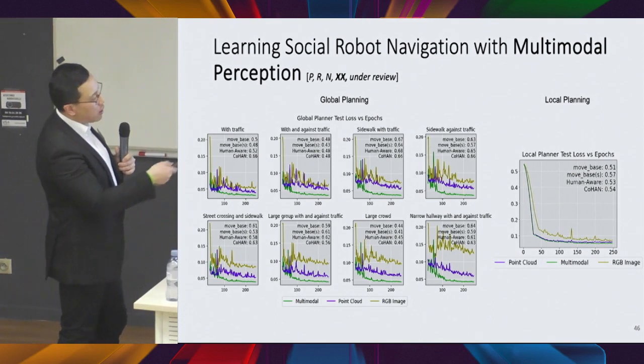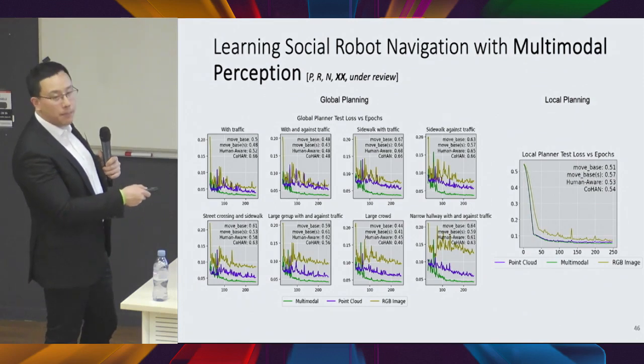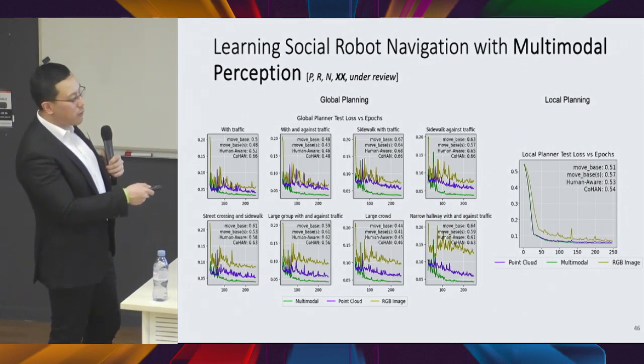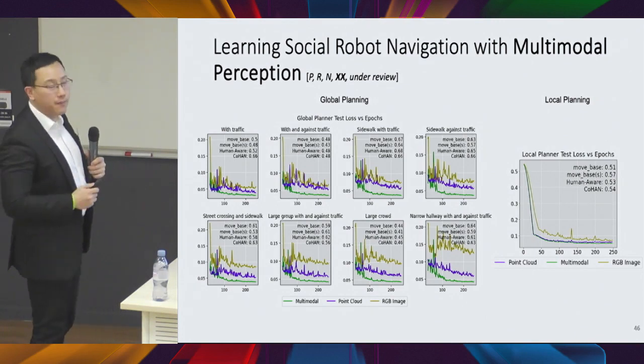We also put our loss curve for the local planning. Nothing too interesting about local planning, very similar trend. The green line is the best, outperforming the blue unimodel point cloud, which further outperforms the brown line here.